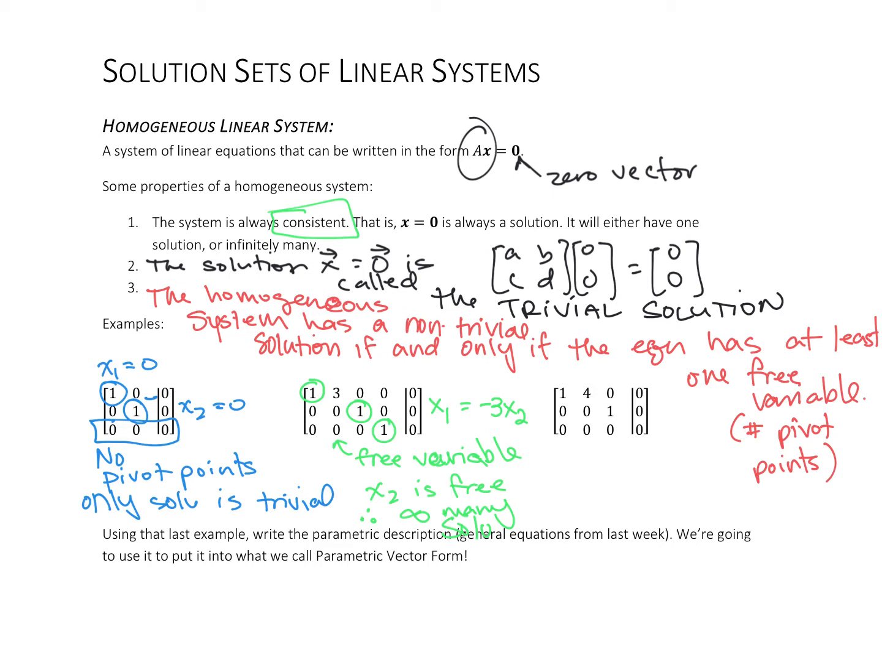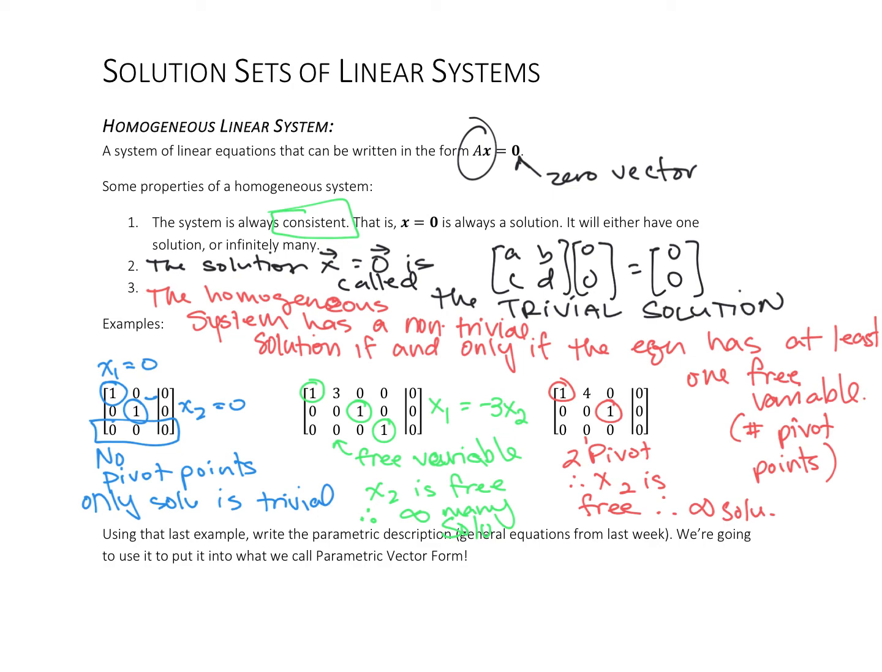And last but not least, our little friend over here, we have 3 variables. We have a pivot point here. In our next column, we don't have a leading entry. In the next one, here's our leading entry. So I only have 2 pivot points, but I have 3 variables. So that means that x2 is free. And then I have infinitely many solutions.